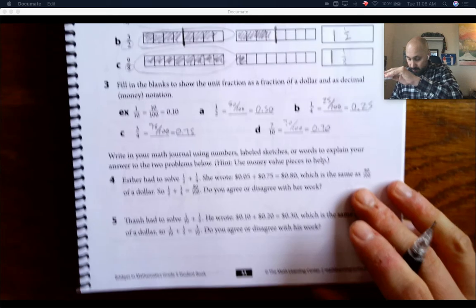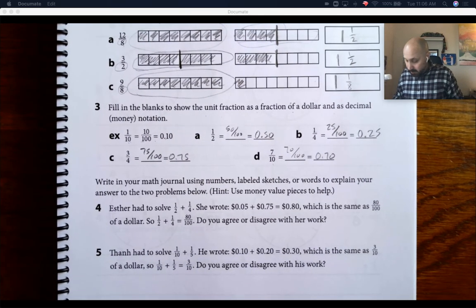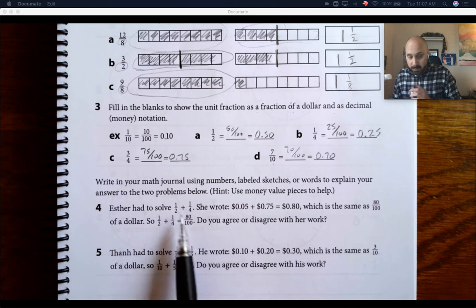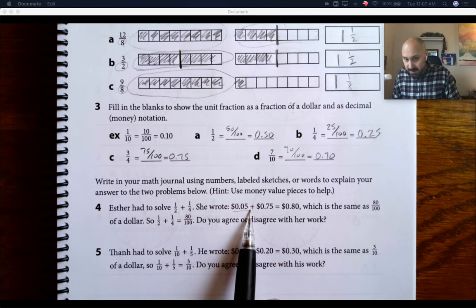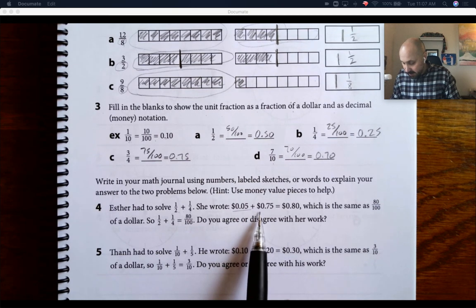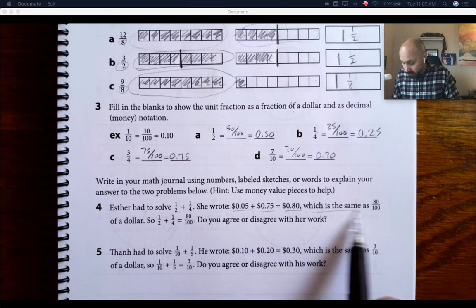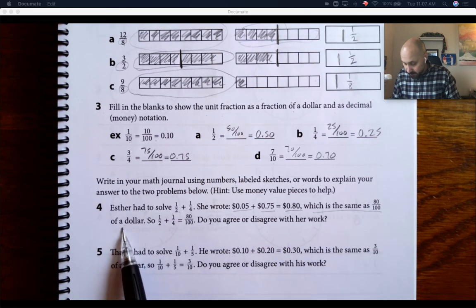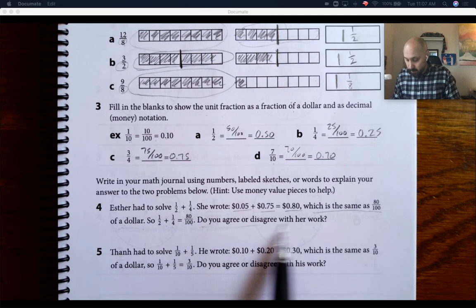Number 4 and 5 says, write in your math journal using numbers, labeled sketches, or words to explain your answer to the two problems below. Hint, use money value pieces to help. So it says, Esther had to solve 1/4 plus 1/2 plus 1/4. She wrote 5 cents plus 75 cents is equal to 80 cents, which is the same as 80 over 100, or 80 hundredths of a dollar. So 1/2 plus 1/4 equals 80 hundredths. Do you agree or disagree with her work?